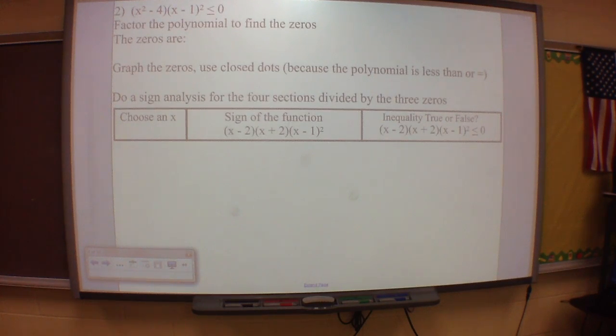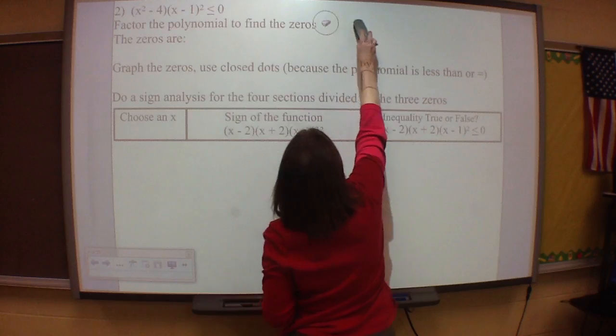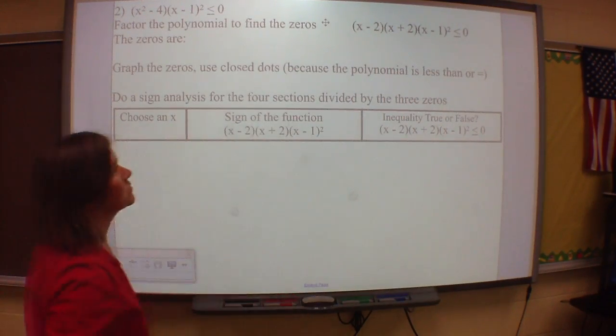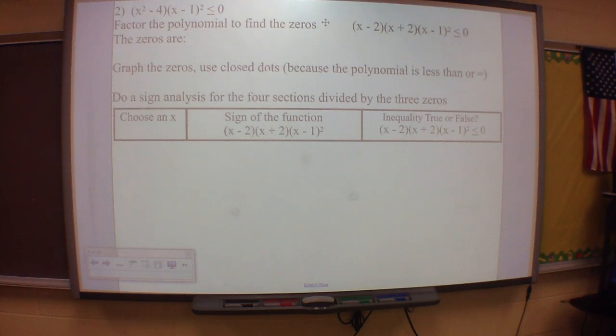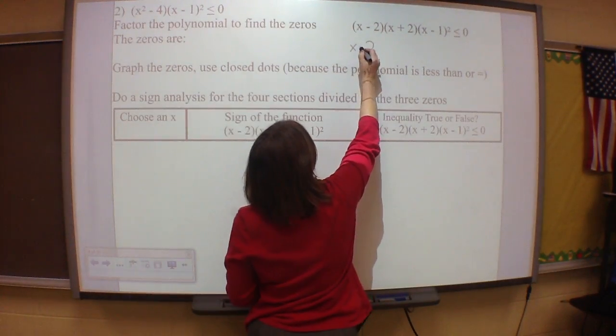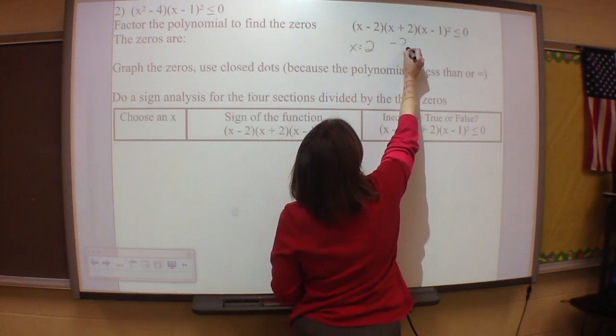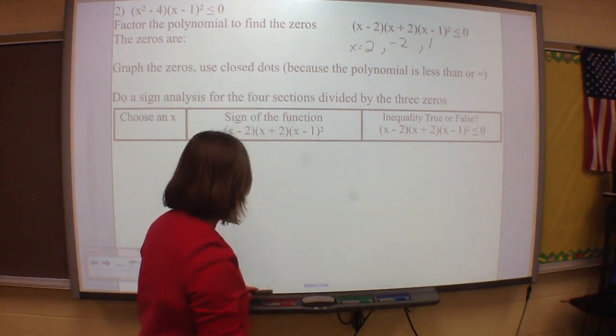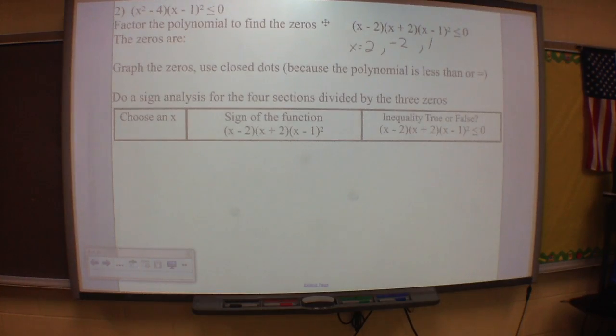The next example. Polynomial, let's factor it and find the zeros. X squared minus 4 factors into x plus 2 times x minus 2. And the quantity x minus 1 squared is already factored. So there it is. Find the zeros. The zeros will be x is equal to 2, x is equal to negative 2, or x is equal to 1. So those are my zeros.